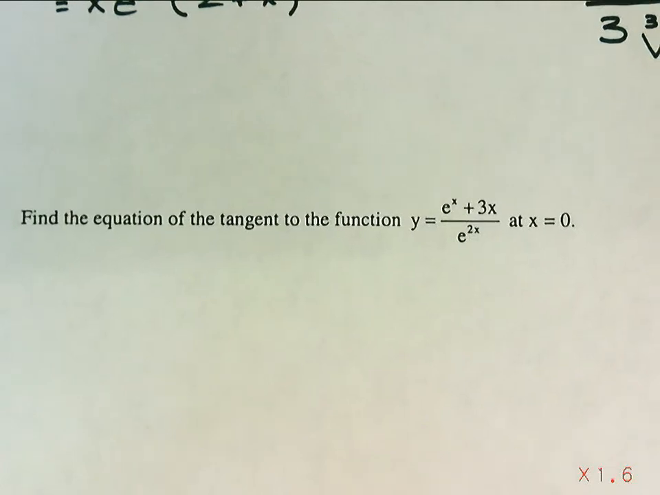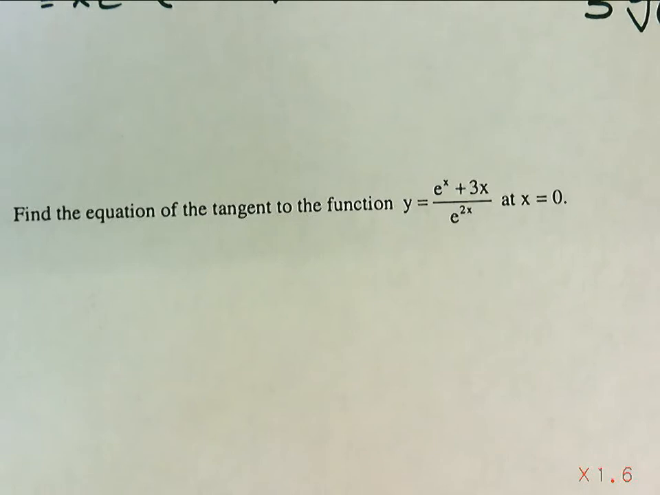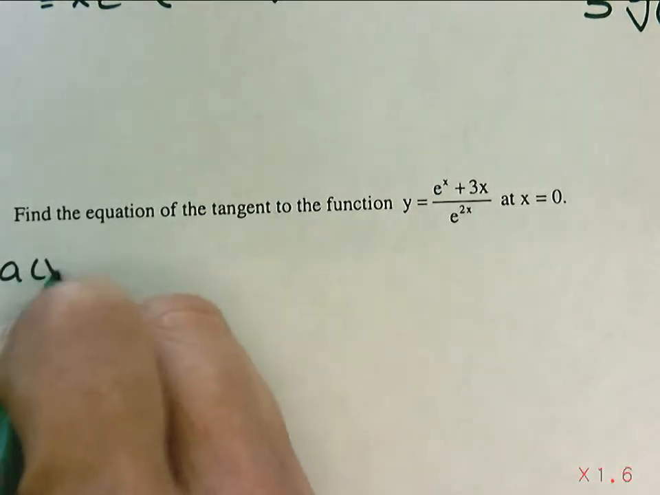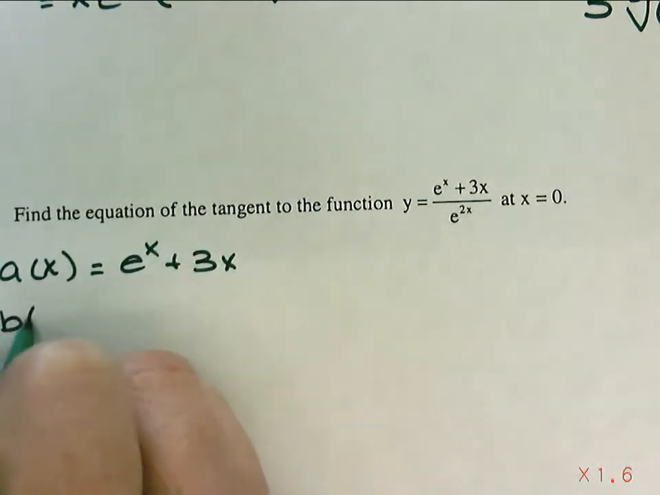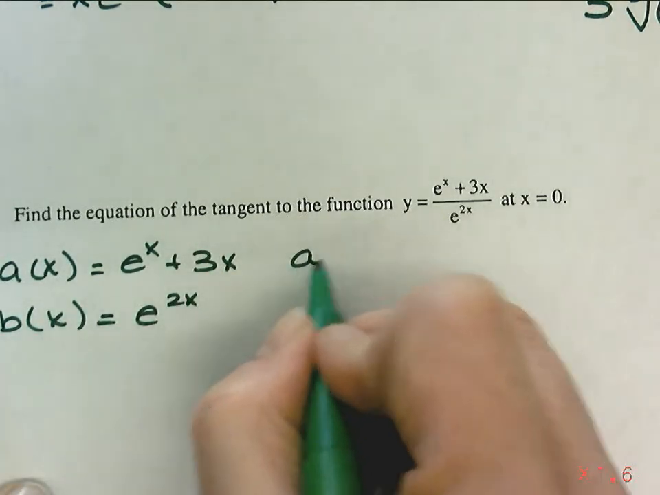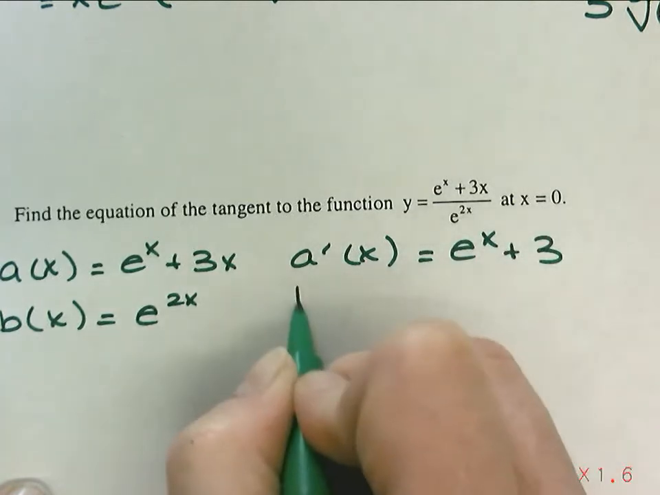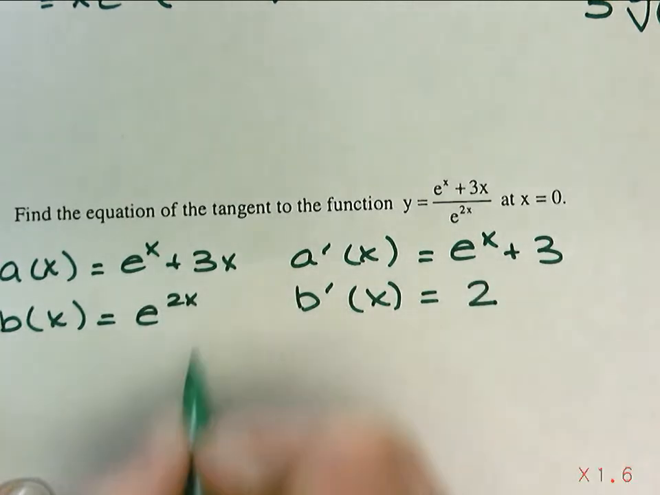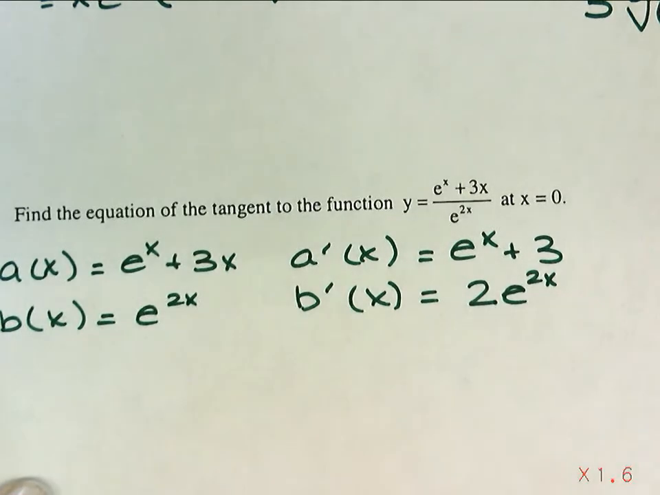Last question is we're going to look at finding the equation of the tangent to the following function at x equals 0. So I'm going to say that a of x is e to the x plus 3x, and I'm going to use the quotient rule. So b of x is e to the 2x. The derivative of a is e to the x plus 3. And the derivative of b, I can use the shortcut now. I'm going to get 2, which is the derivative of 2x, times e to the 2x.